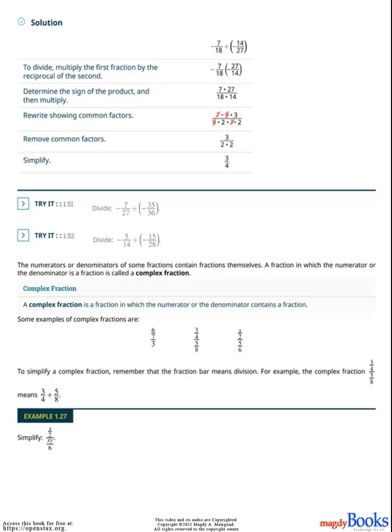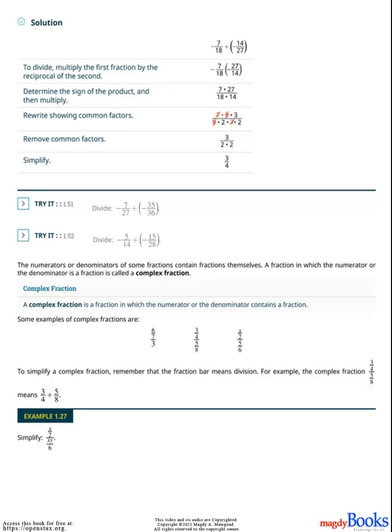The numerators or denominators of some fractions contain fractions themselves. A fraction in which the numerator or the denominator is a fraction is called a complex fraction. A complex fraction is a fraction in which the numerator or the denominator contains a fraction. Some examples of complex fractions are 6 over 7 divided by 3, 3 over 4 divided by 5 over 8, x over 2 divided by 5 over 6.